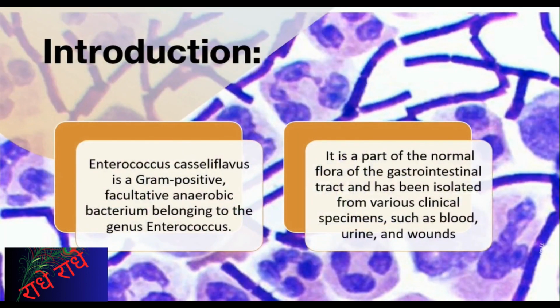Enterococcus casseliflavus is a type of bacteria that is gram-positive, meaning it retains a specific stain during laboratory testing. It is a facultative anaerobe, which means it can survive with or without oxygen. This bacterium is classified under the genus Enterococcus. It is commonly found as a part of the normal bacteria population in the gastrointestinal tract. It can also be isolated from different clinical samples, including blood, urine, and wounds. This suggests that it has the potential to cause infections in these areas.